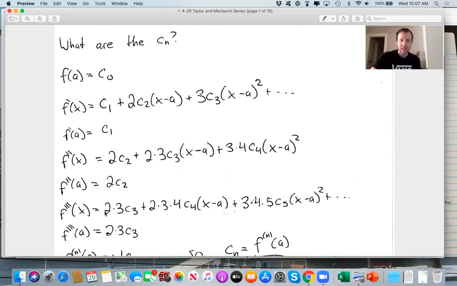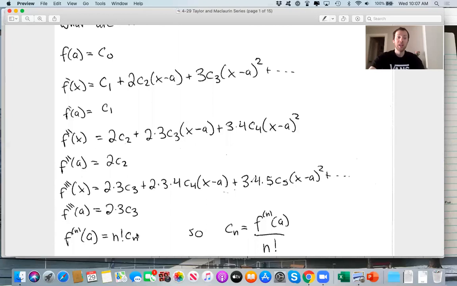And you can repeat this again. If we take the derivative again, now this gives us 2 times 3 times c3. Here the 2 comes down and the new exponent is 1. The same deal in the term we didn't write. And if we put in a, the terms with x minus a are all gone, and we get 2 times 3 times c3.